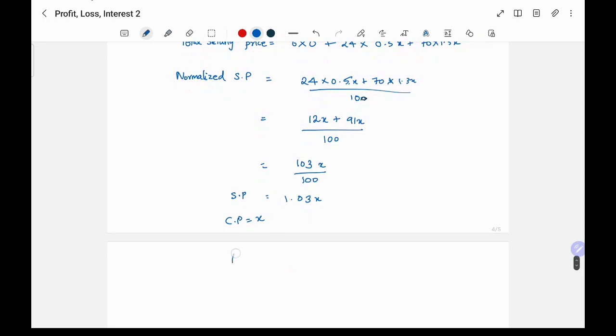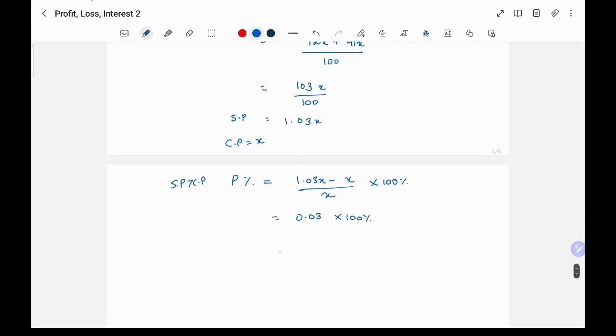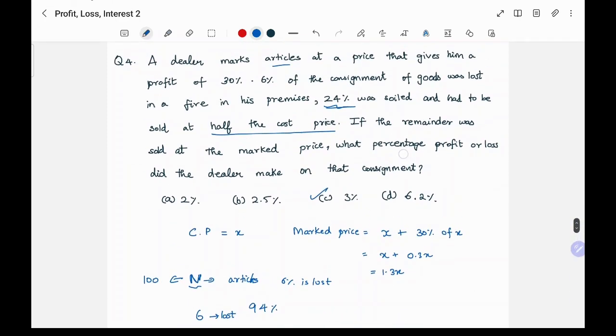So cost price is x. So it is a profit because selling price is greater than cost price. Profit percentage is 1.03x minus x divided by x into 100%. So this is nothing but 0.03 into 100%, which is 3%. So he gets a profit of 3%. So option C is the correct answer.